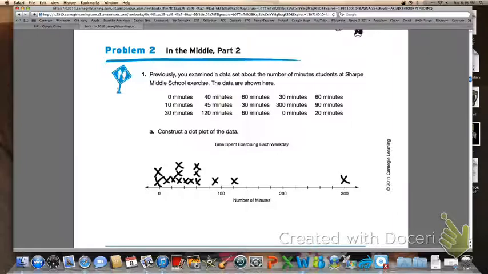Here's what your dot plot should look like for letter A. Hopefully you notice that the intervals are increasing by 20s. What I would like you to do then is take a look at the top of page 1085 and answer letter B with your group members.